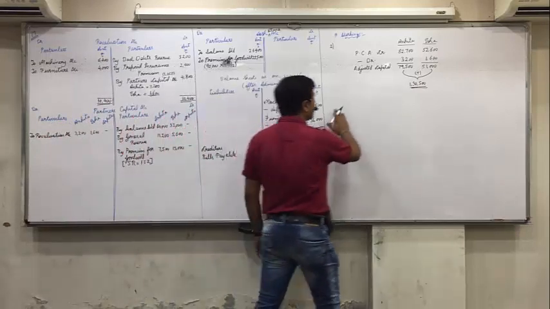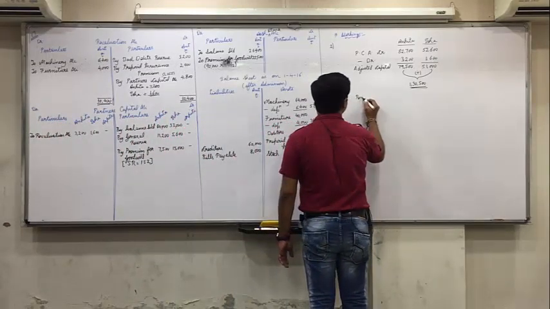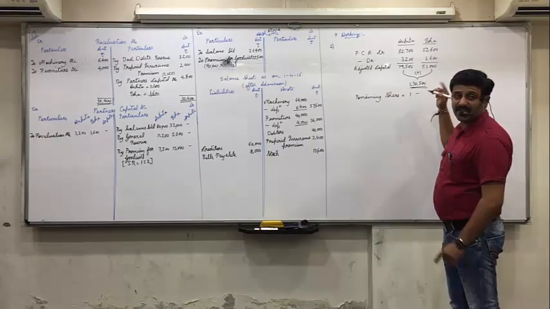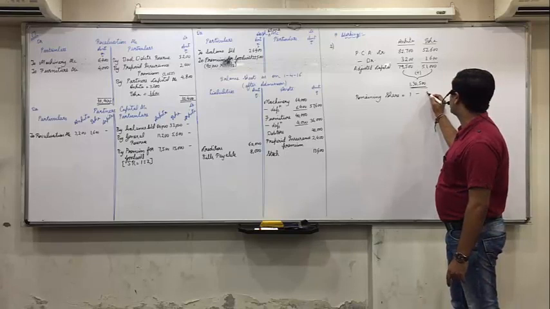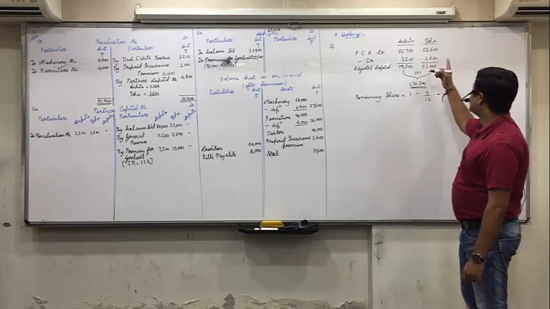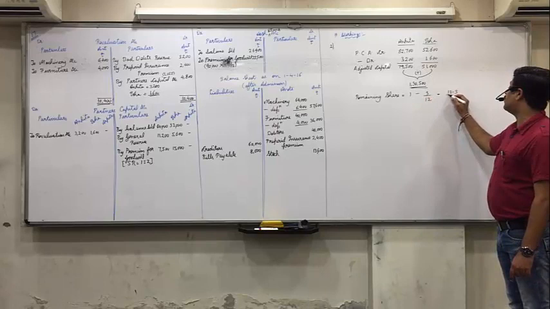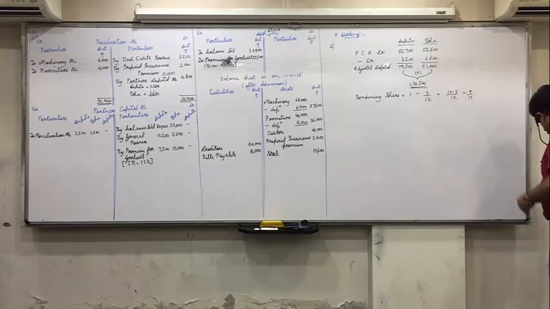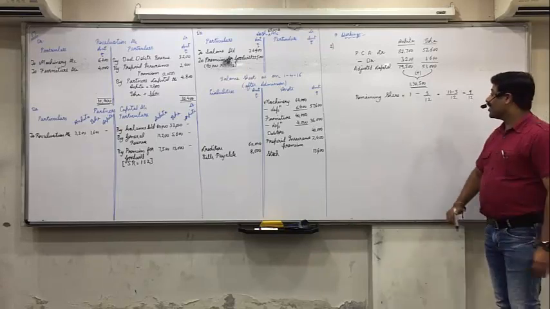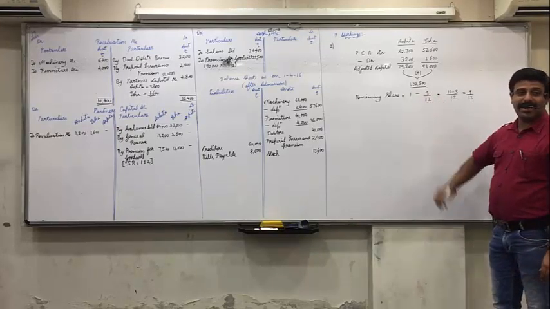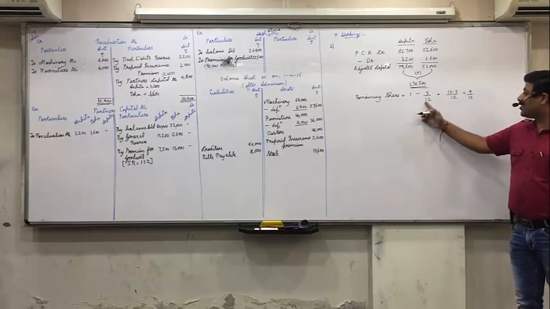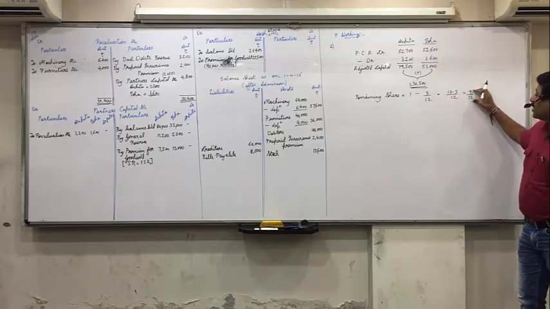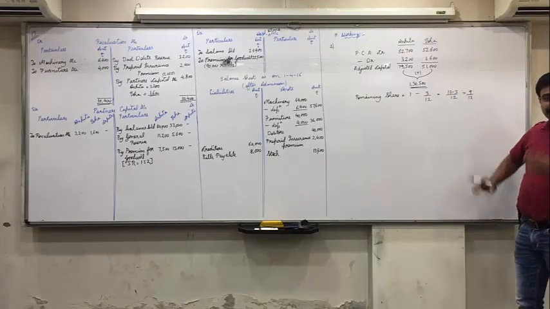Now, remaining share: 1 minus new partner's share. Who is the new partner? Arpita's share. So for Ankita and Isha, what remains is 12 minus 3 by 12, which is 9 by 12. 1 minus 3 by 12, that is 12 minus 3 by 12. What is the remaining share for Ankita and Isha? 9 by 12. Any doubts in this?